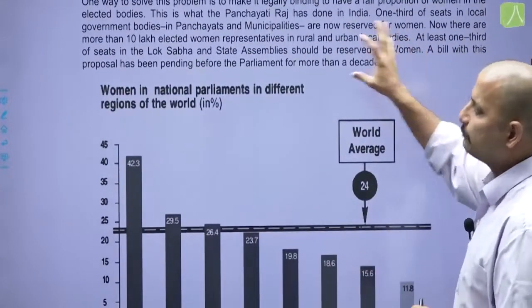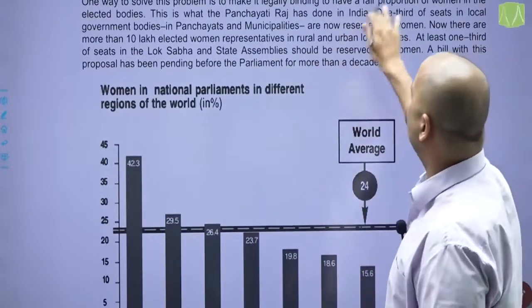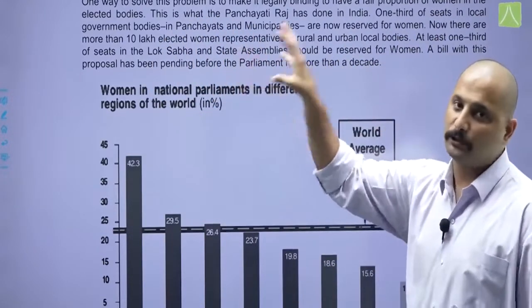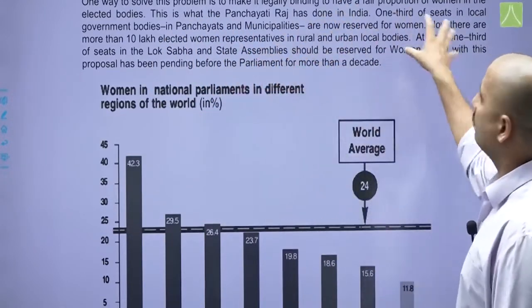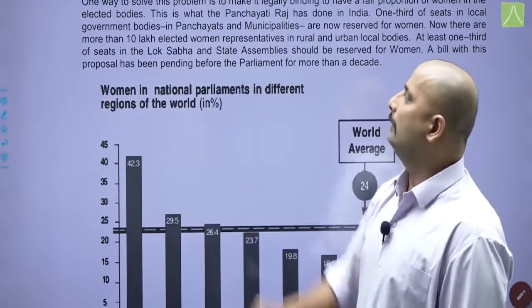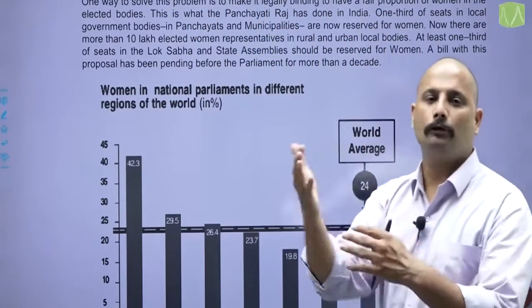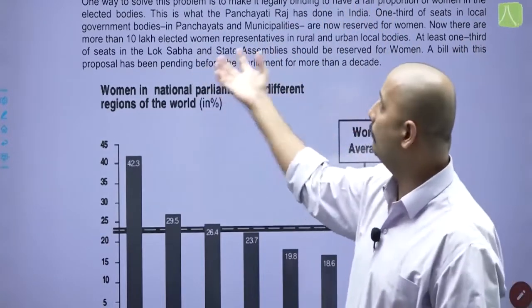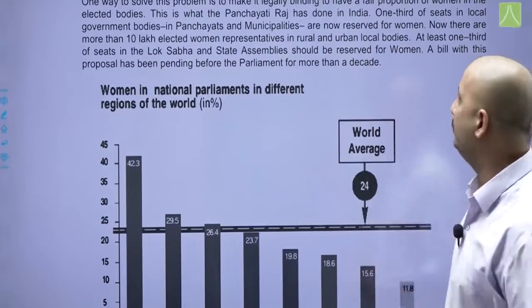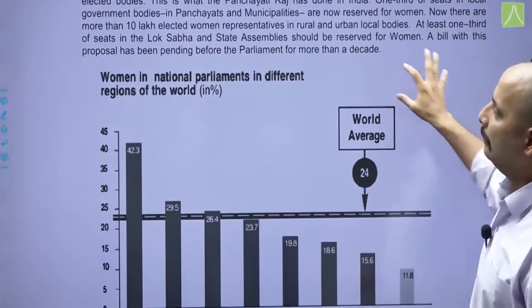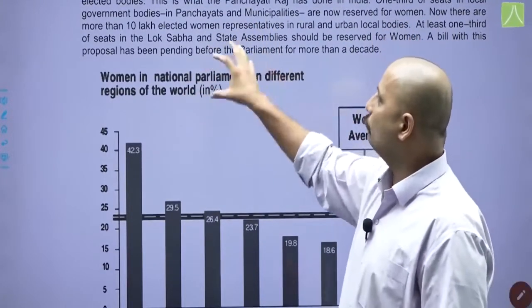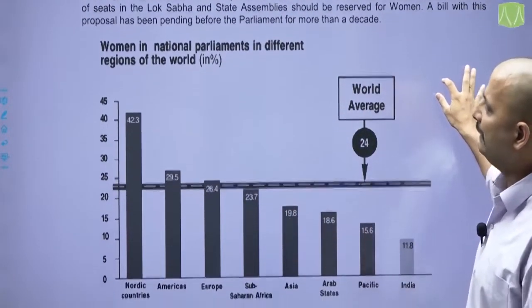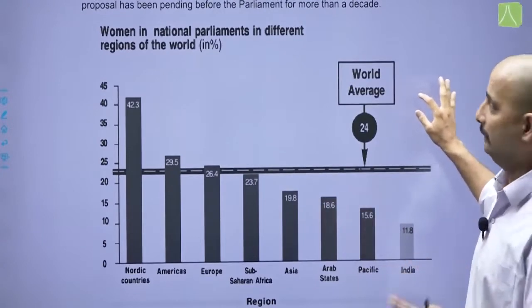One way to solve this problem is to make it legally binding to have a fair proportion of women in the elected bodies. That is what the Panchayati Raj system did. 1/3 of the seats were reserved in local government bodies, in panchayats as well as municipalities. Now there are more than 10 lakh elected women representatives in rural and urban local bodies. At least 1/3 of seats should again be reserved in Lok Sabha and state assemblies for women. A bill with this proposal has been pending before the parliament for more than a decade.